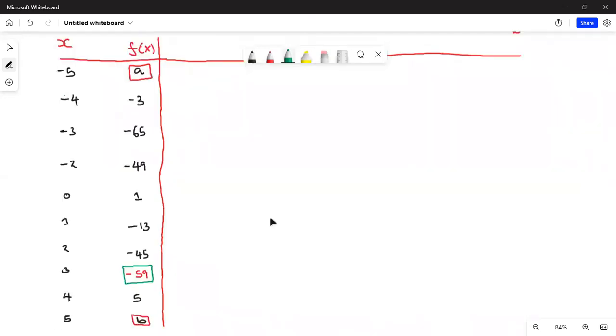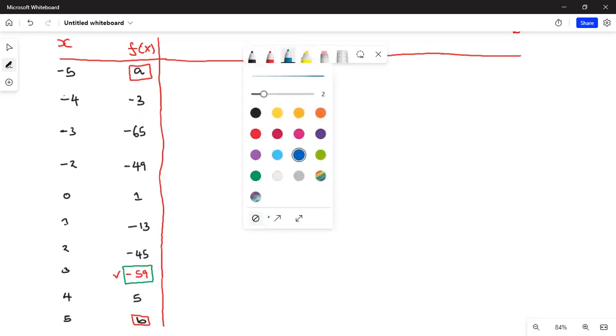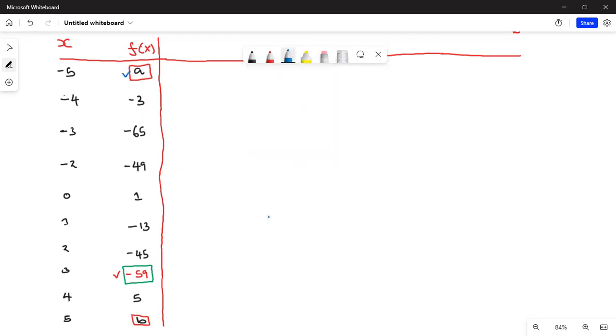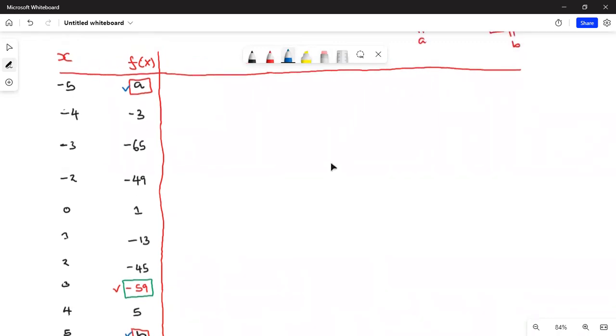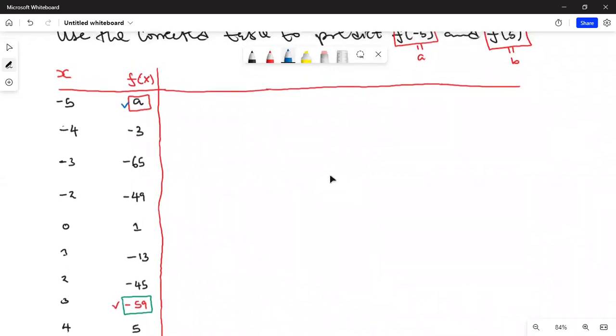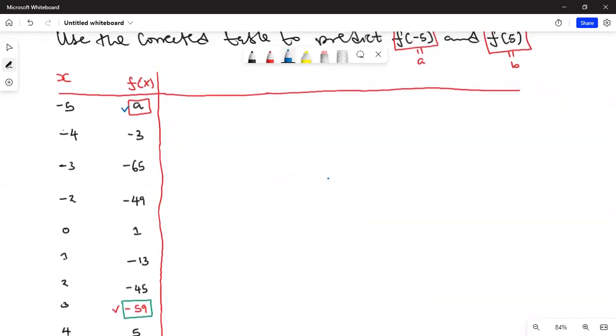So this is our table. Remember, I have replaced -69 by -59 because that was the correct one. I need to find the values of a and b. So a is this one, that is f of -5, and b is this f of 5. So we are going to construct to obtain the higher order differences all the way up to the fourth order differences. So let's start with the first order.